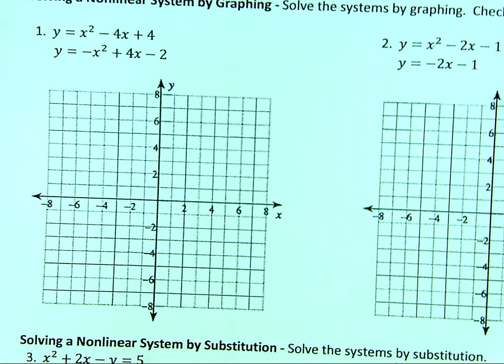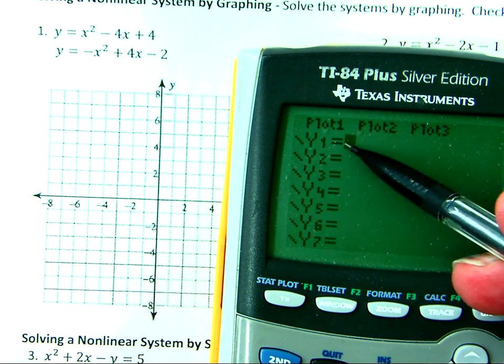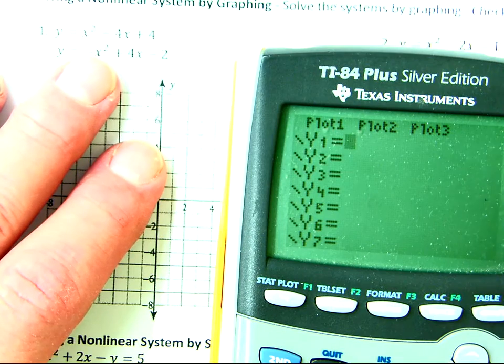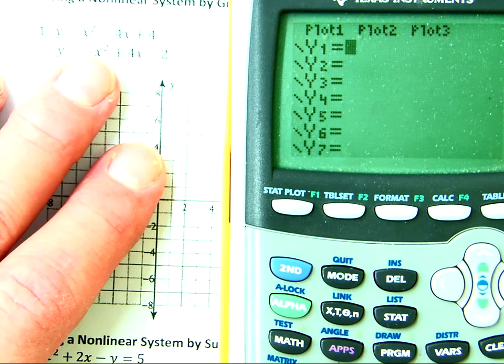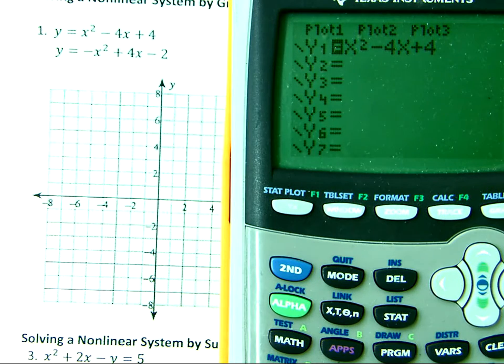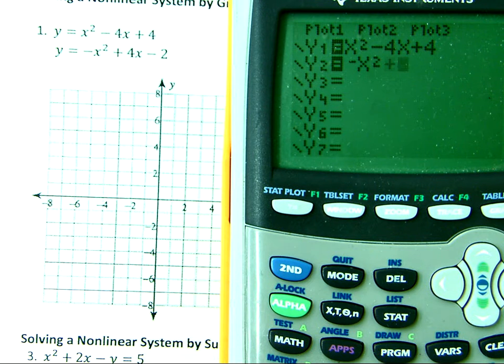So you want to go to your graphing calculator, and the first thing you want to do is go to y equals. So you press y equals, I'm at y equals. Now enter that in. So x squared minus 4x plus 4. Enter that one in. Then go down to y2 and put the other one in. Negative x squared plus 4x minus 2. And you can do this on the Desmos calculator that you have on Canvas. It should work very similar to this.